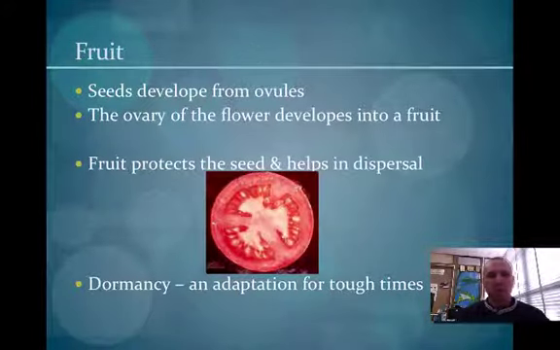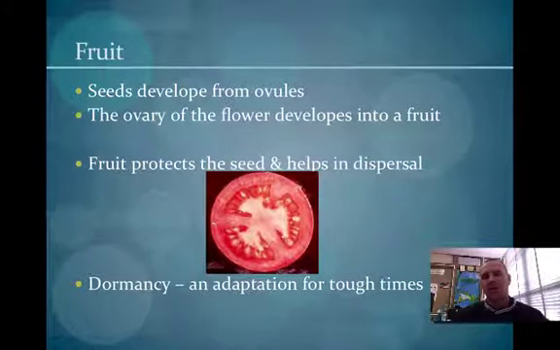Now, fruit is another important aspect of angiosperms. The seeds develop from the ovules, right? The ovary of the flower develops into the fruit. So if you look here, in this tomato, you can see the seeds, and then you have the fruit around it. It protects the seeds, and it also helps in dispersal because animals eat the fruit. They also eat the seeds, and they defecate them out somewhere else: instant fertilizer, new locations explored, etc.